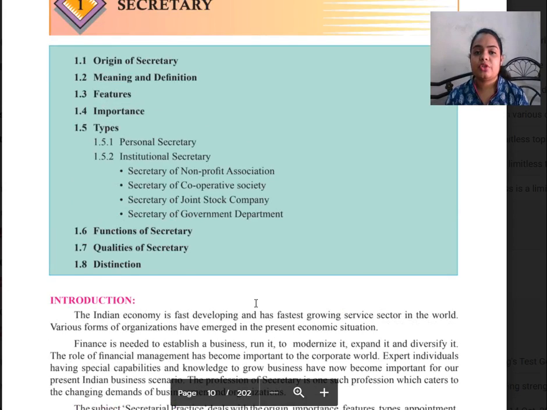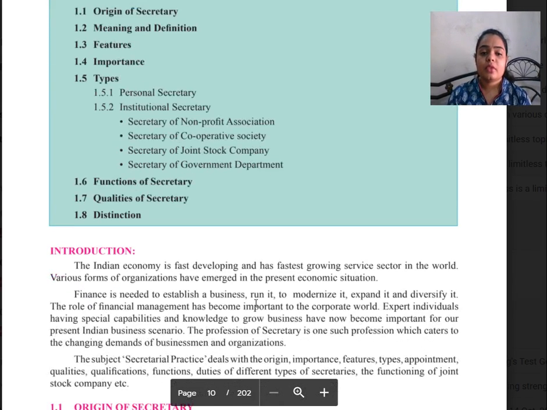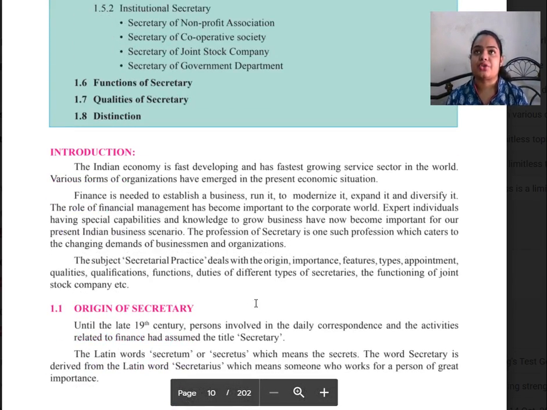So first chapter which we shall be studying is about the secretary. About the secretary we have firstly origin of secretary, then meaning and definition, features, importance, types of secretary, functions of secretary, qualities of secretary. So these are the various concepts which we shall be studying under the first chapter, that is secretary. So let us see from where we started with the concept of secretary. Let's take a brief introduction.